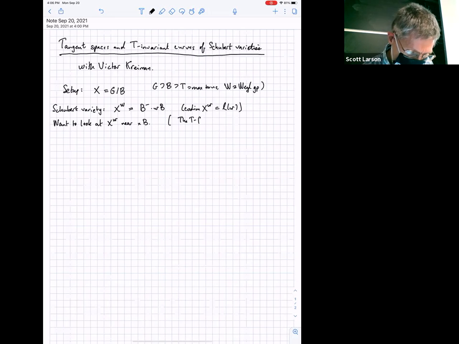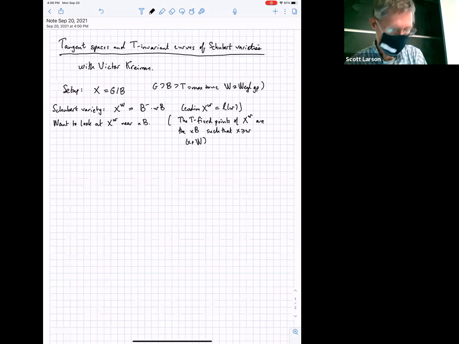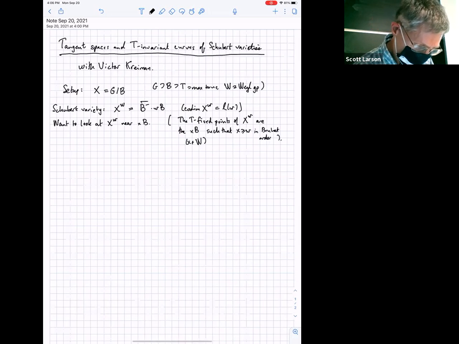And the T fixed points of X, I'll say even of XW, are the points XB where X is an element of the Weyl group such that X is bigger than or equal to W in the Bruhat order. Yes, I should have put the closure here. Thank you.